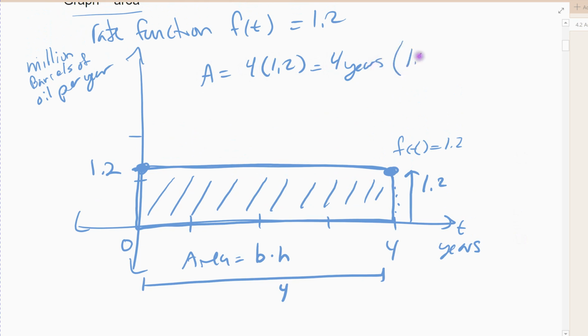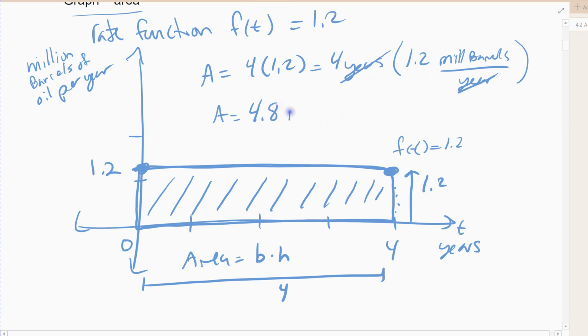4 years times 1.2 million barrels per year, right? Per year, which would be per is divide by. Right, that's the unit. And so the years cancel out, and so when I take my 4 times my 1.2, the area does represent the 4.8 million barrels of oil consumed. The total, right?